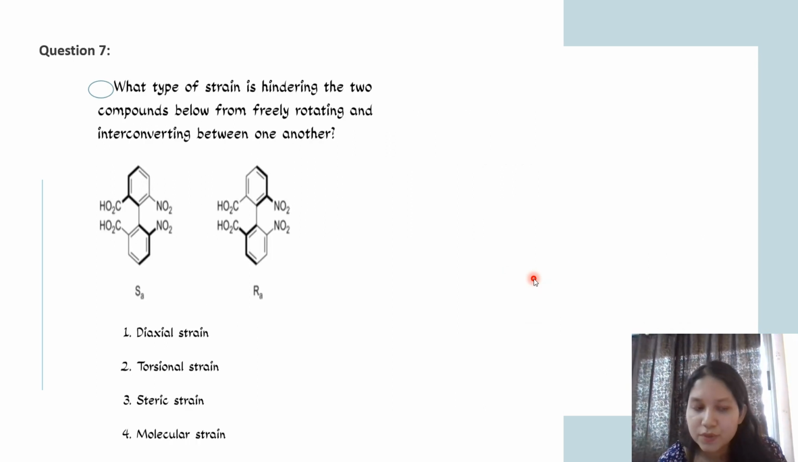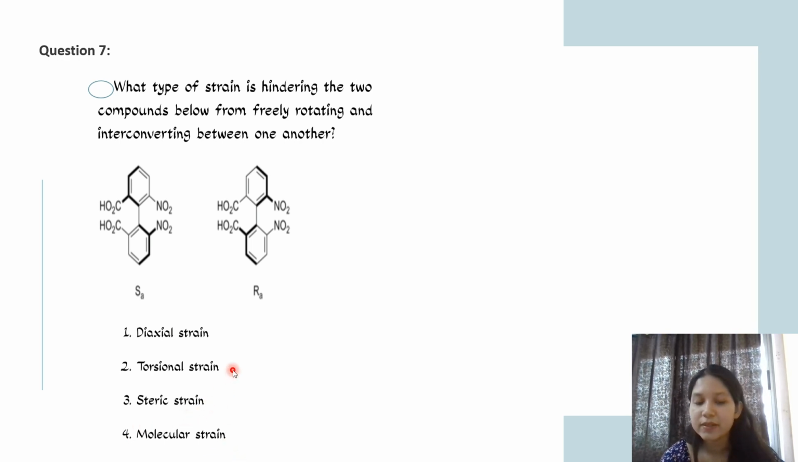The next question is also from the same topic, isomerism. What type of strain is hindering the two compounds below from freely rotating and interconverting between one another? I have already explained in the previous question why these two phenyl rings connected by one axis cannot rotate freely. Is it because of diaxial strain? Torsional strain? Steric strain? Or molecular strain?